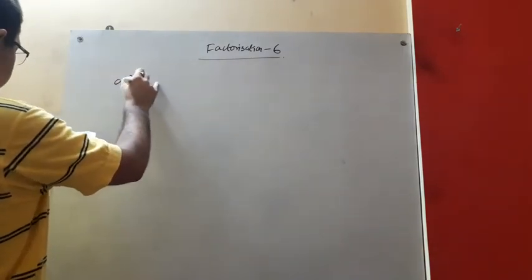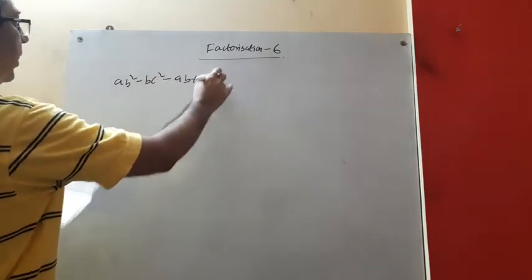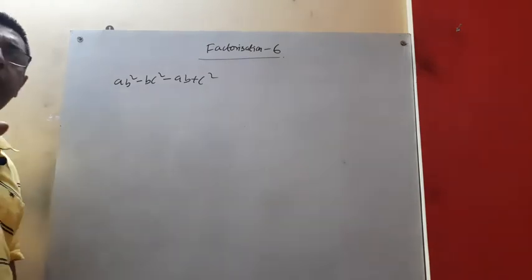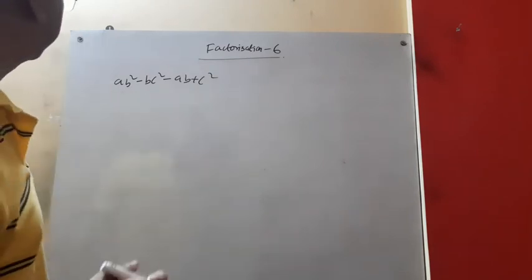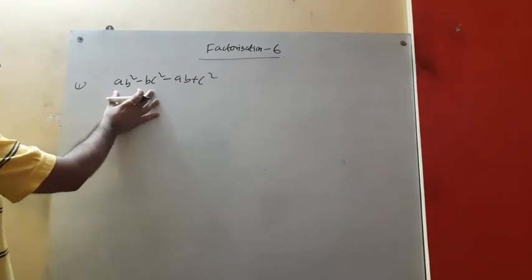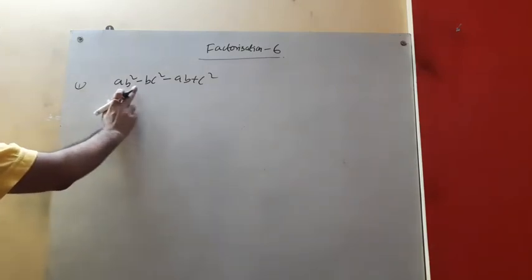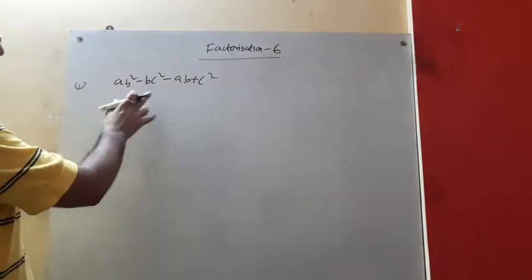AB square minus BC square minus AB plus C square. Okay, so look, there are 4 terms. We will definitely try to go for grouping of terms. Grouping of terms means from these we can take common only B, leaving only AB minus BC. Okay, so just think about this one, right?